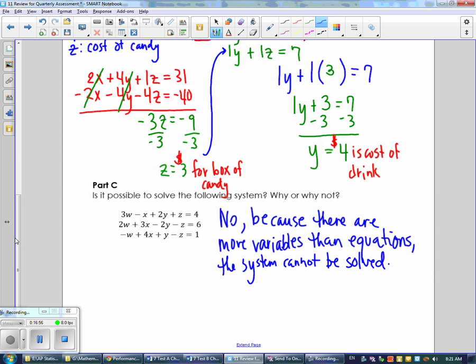Okay, so I have to have at least as many equations as I have variables in order to find a solution. All right, so that wraps up the tutorial on solving systems of equations. Whether they're 2 variable or 3 variable, we're going to follow the same approach using the linear combination, or sometimes it's referred to as the elimination method.